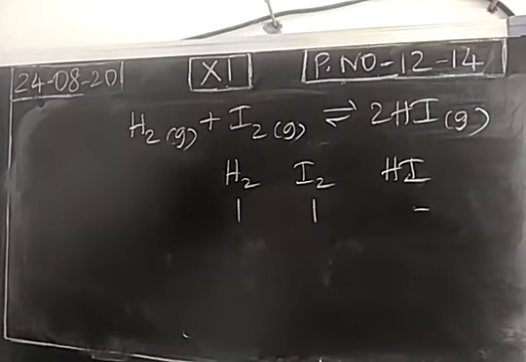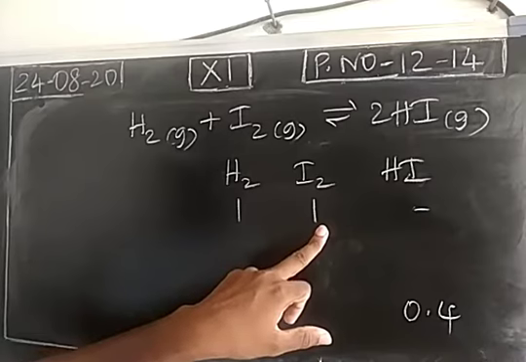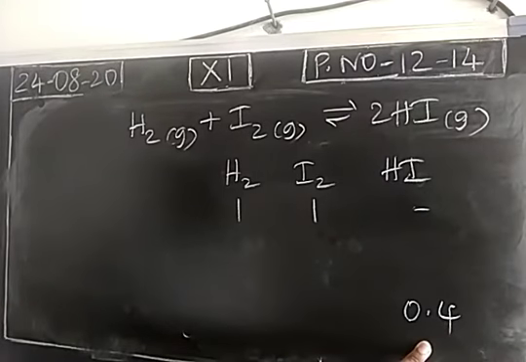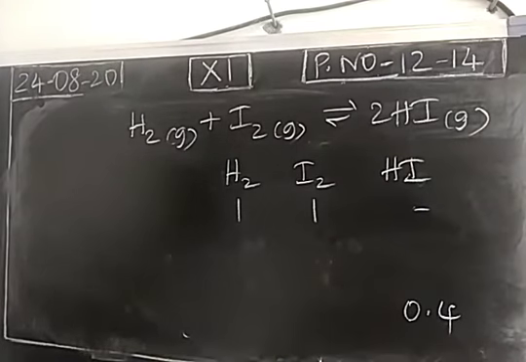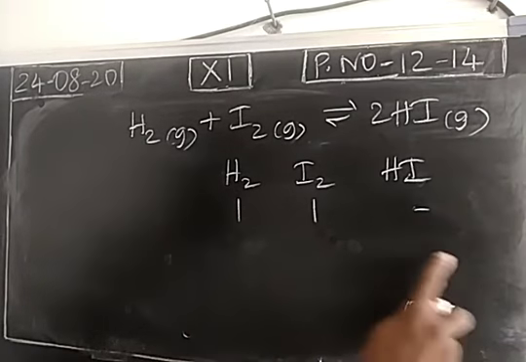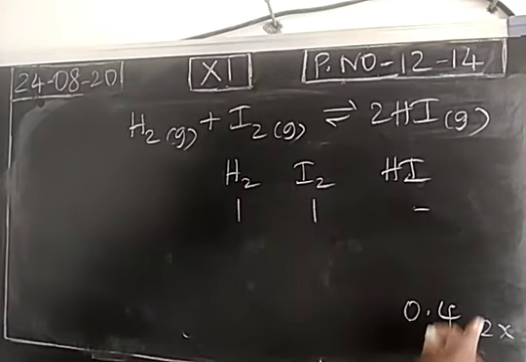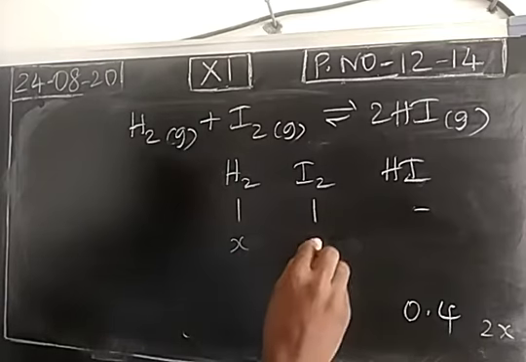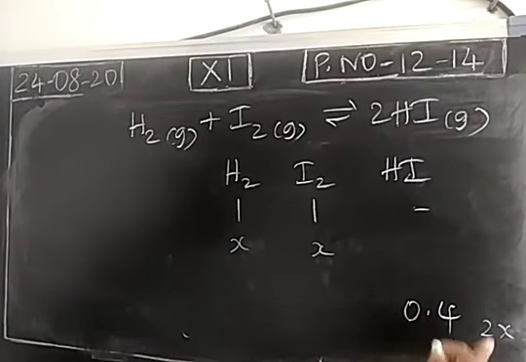Next, the number of moles of hydrogen iodide is 0.4. Right? They have given what value? 0.4. So 2 values are given in the book. One is the initial number of moles of reactants and the other is the number of moles of product at equilibrium. 2 values they have given. Right? So this is nothing but what? 2x, isn't it? If x mole is converted into product, it will be 2x mole, isn't it?